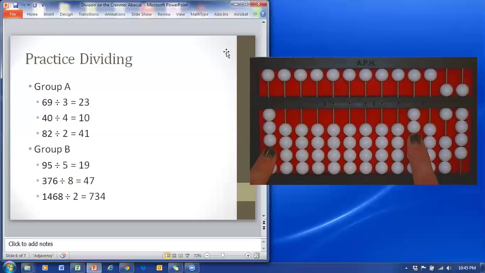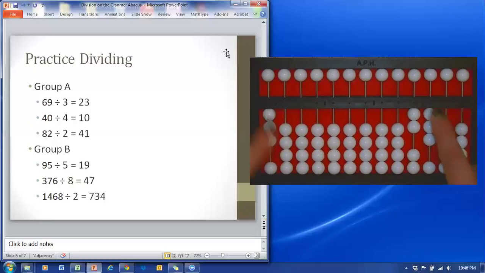2 times 3 is 6. So we're going to subtract off, remember that 2-digit answer, 0, 6. Now there's nothing left in that column, so we'll go to the next column. Does 3 go into 9? And it does 3 times. So we're going to move over 2 columns to the left, place that answer, 3. 3 times 3 is 9, so we're going to subtract off that 0, 9.